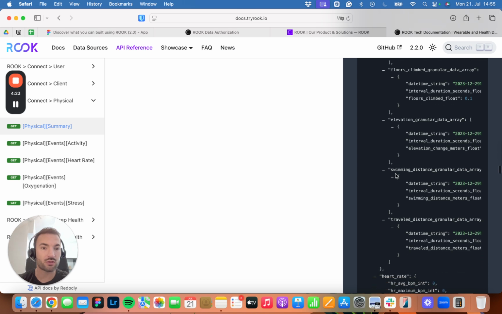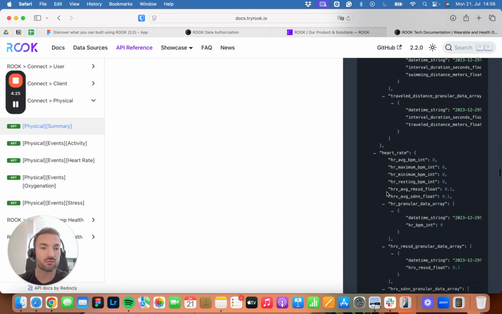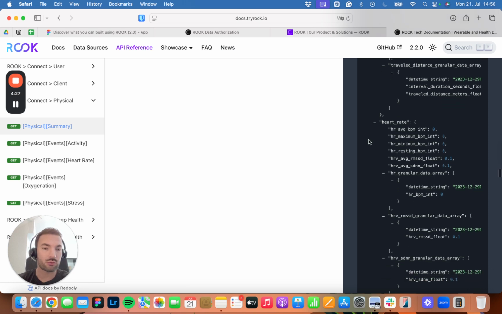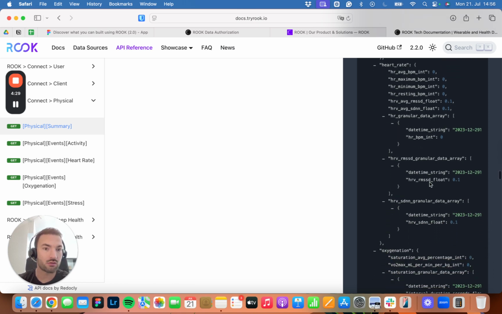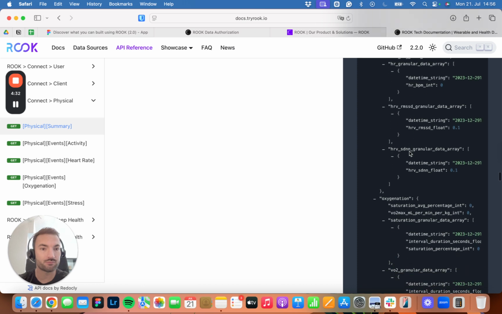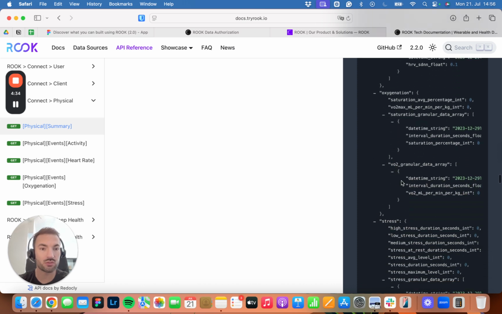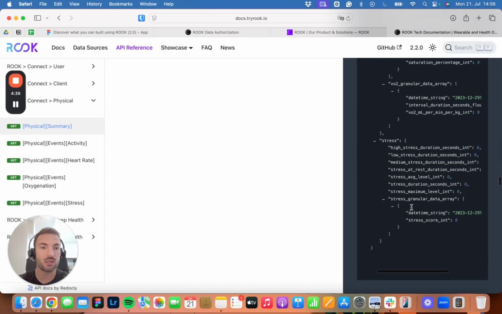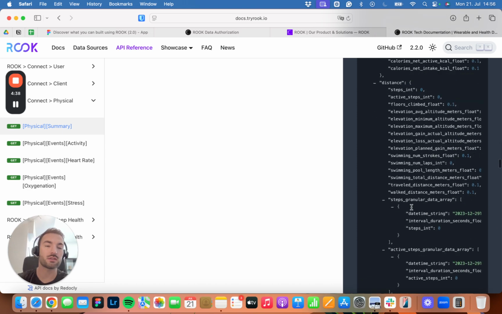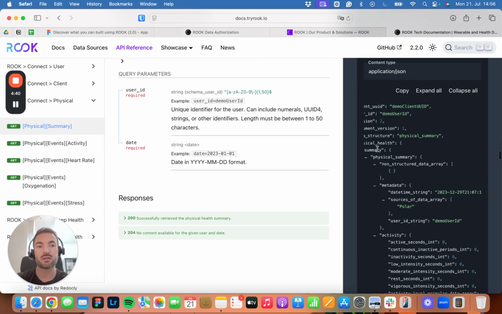Things such as floors climbed, heart rate information that corresponds through to the heart rate throughout the day, oxygenation, VO2, stress, etc. So there's different types of information in that JSON. And that is the standardized data.